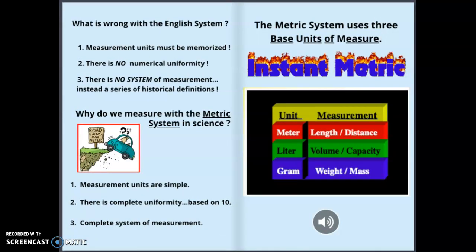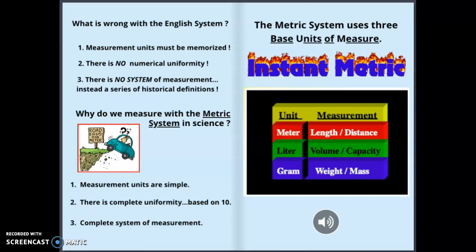So what's wrong with the English system? Well, there's a lot of things when it comes to science. The units are too complicated, and they all had to be memorized. There was no numerical uniformity, so you couldn't make conversions from one unit to another. For instance, there's 12 inches in a foot, but there's 3 feet in a yard, and there's no correlation from those distances to the distance of a mile. And the reason for that is the English system isn't a system at all. It's just a series of historical definitions.